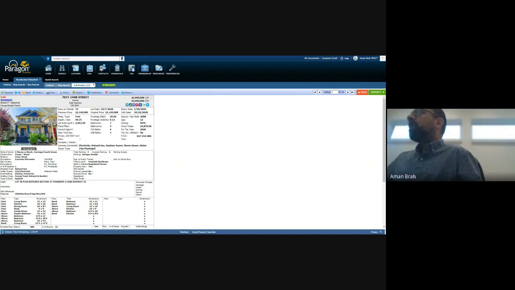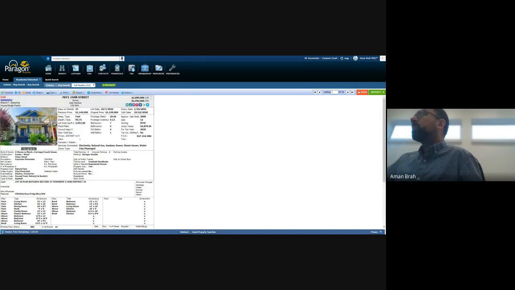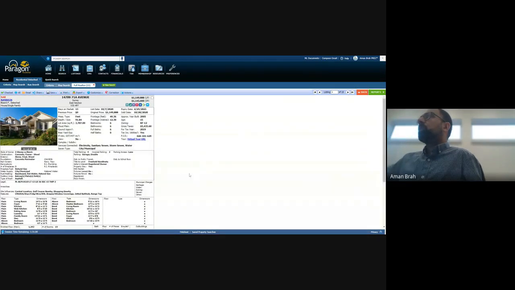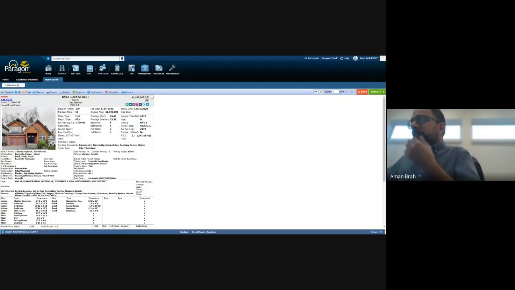So this one's obviously a smaller lot. House is smaller as well. Sold at 192. 2015. Kind of surprised this one hasn't sold.